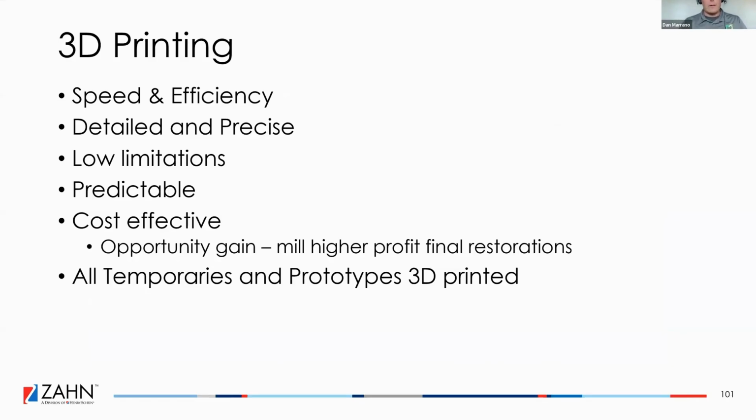3D printing. This stuff is still coming at us constantly. We like 3D printing all our provisionals. We try not to mill them, for speed and efficiency. It is more detailed and precise. I'm not necessarily saying it's more accurate, but you get more details out of it. You have low limitations. It's predictable, cost effective. I save our mills, our roll-ins, for milling the zirconia, and then I'll print the provisionals. And all temporaries and prototypes are 3D printed.